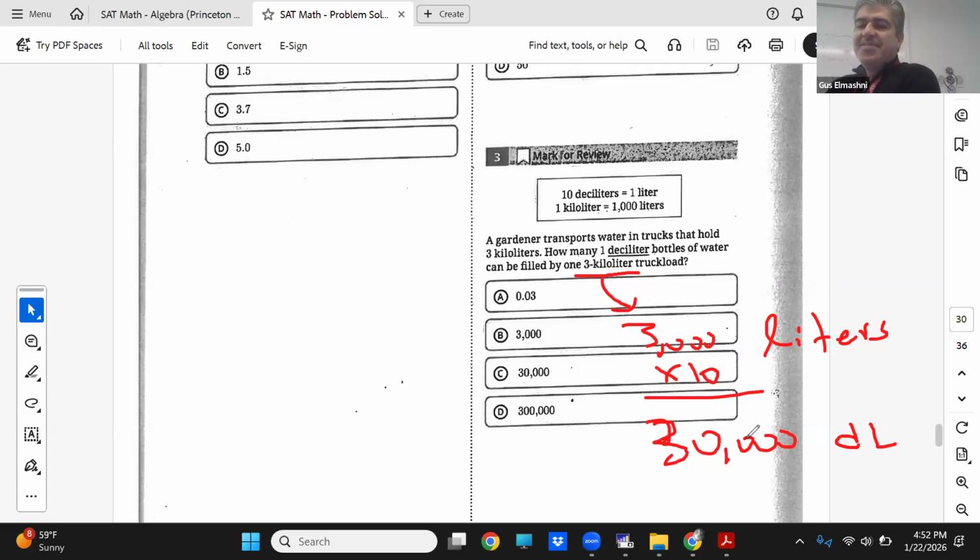I don't know. Does that make sense why I got 30,000? Okay. So one kiloliter is 1,000 liters, so 3 kiloliters is 3,000 liters. And then 1 liter is 10 deciliters. So if I have 3,000 liters, I multiply by 10: 30,000. Correct. 30,000, right.